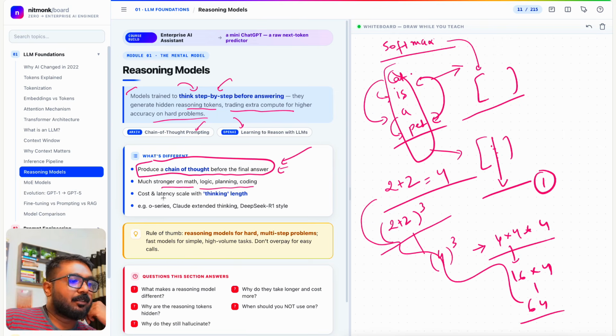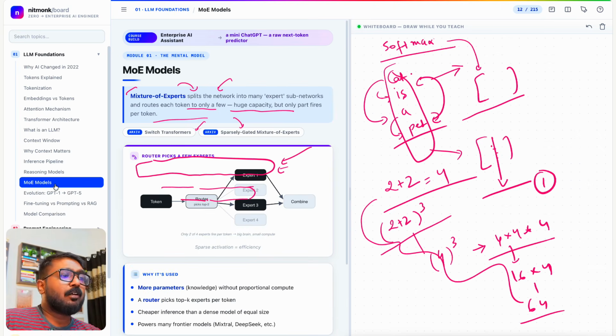And there is a cost and latency that scale with thinking length. We'll see about thinking in coming videos, because thinking is what allows models to think about the content that you give to them. Correct. Next, mixture of experts models.